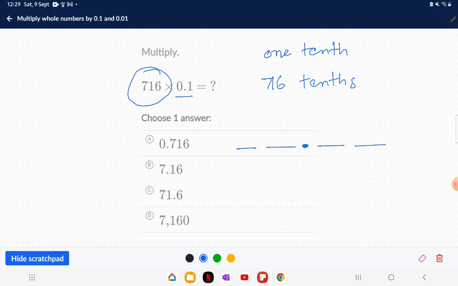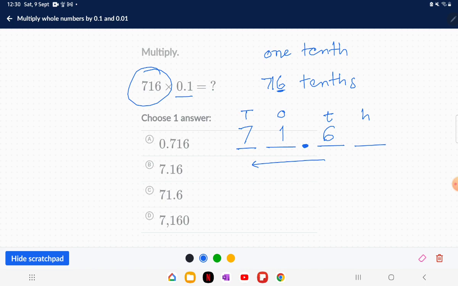So how do we write? So this is tens, this is ones, and this is tenths. Let's try and place 716 tenths into this decimal framework. So we have 6 tenths. That's where we start. So we start with 6 tenths, and then we move towards the left. So 1 goes in the ones place, and 7 goes in the tens place. So we are left with 71.6. So that's what 716 tenths is.